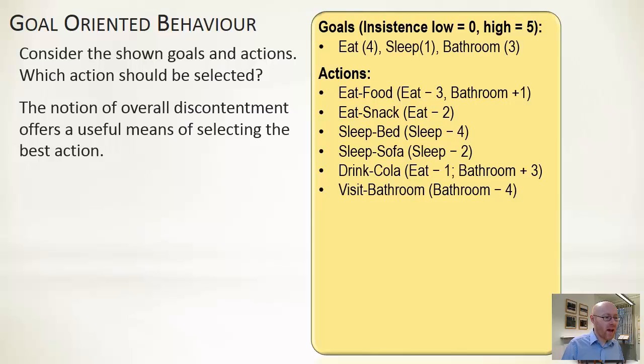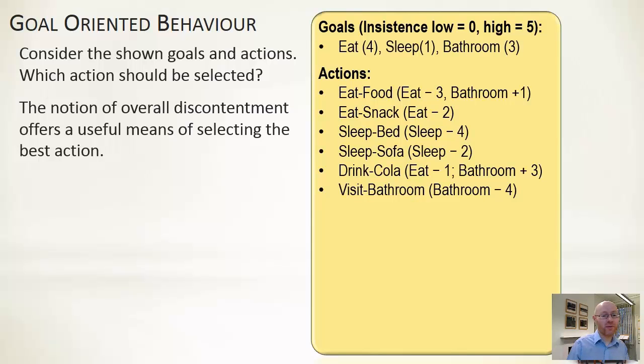And I've got a range of actions I can do. I could eat some food, or eat a snack, or sleep in the bed, sleep on the sofa, drink cola, visit the bathroom. And these are the actions I'm choosing between, and you can see that depending upon the action that I take, it will affect my insistence values. So eating food means that I get less hungry, but I increase my need to go to the bathroom. So the question is, based on those actions, what's the right one to pick that keeps me as content or as happy as possible given the different insistences that I currently have?